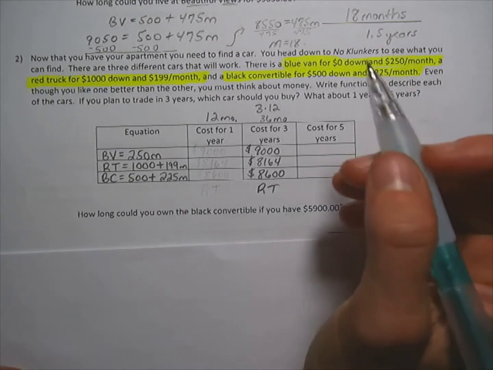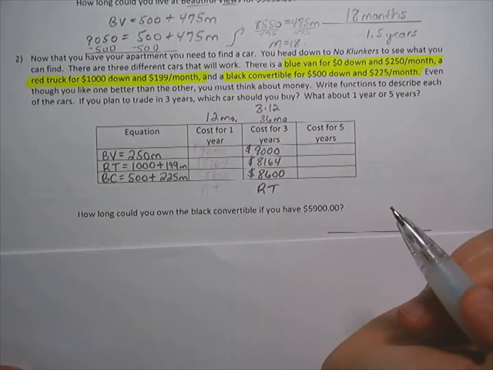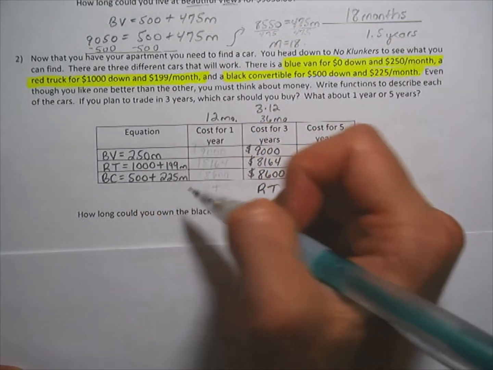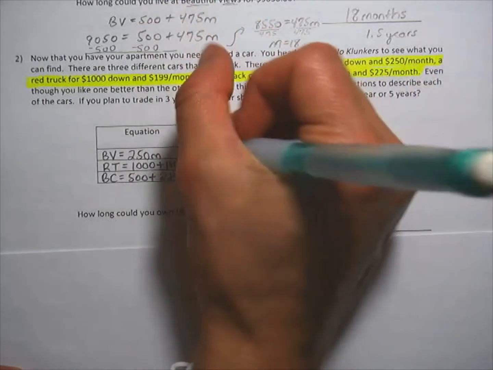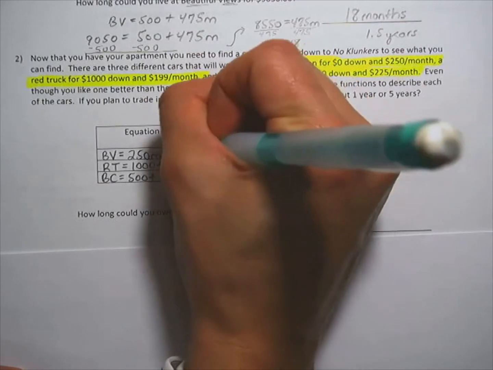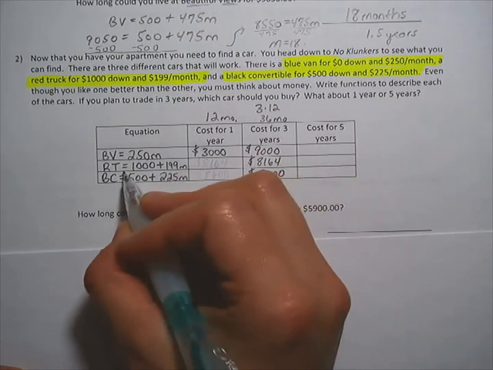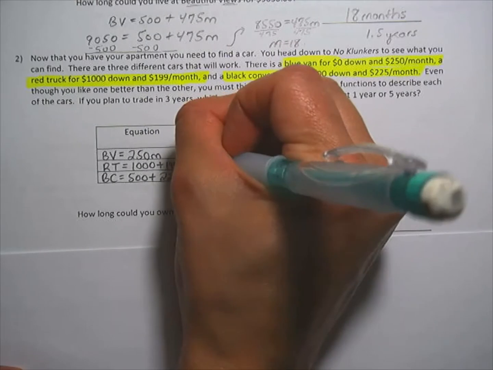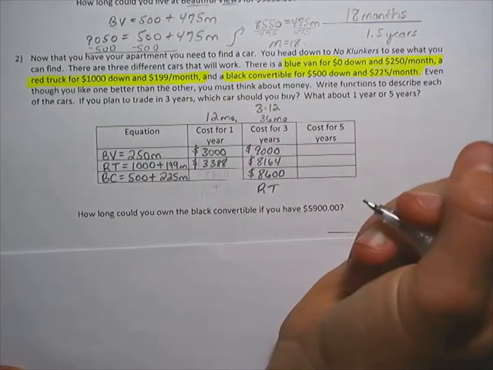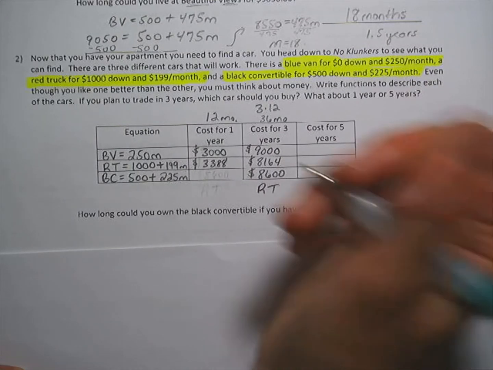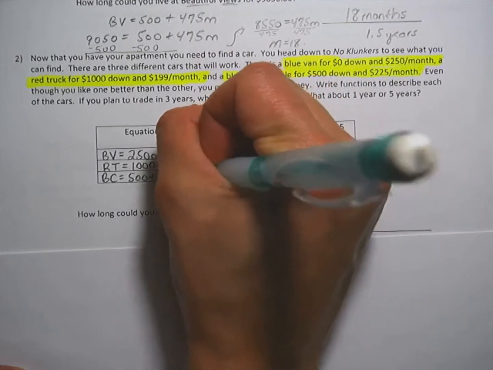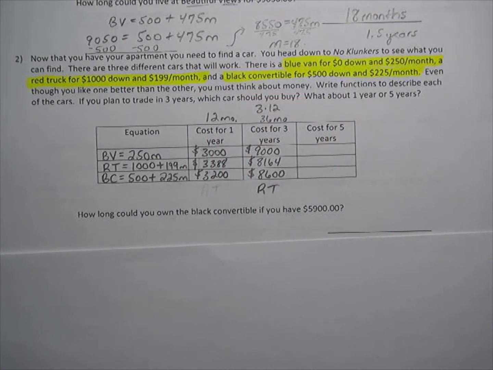So now let's do the 1 year. So if I kept this for 1 year, then which one would be the best value? So now I would go in and plug in my 12. And so when I plug in 12, I end up getting this one to be worth $3,000. The red truck would end up being $3,388. And then the black convertible ends up being $3,200 that you would pay throughout that, or for the whole year, to keep the car.